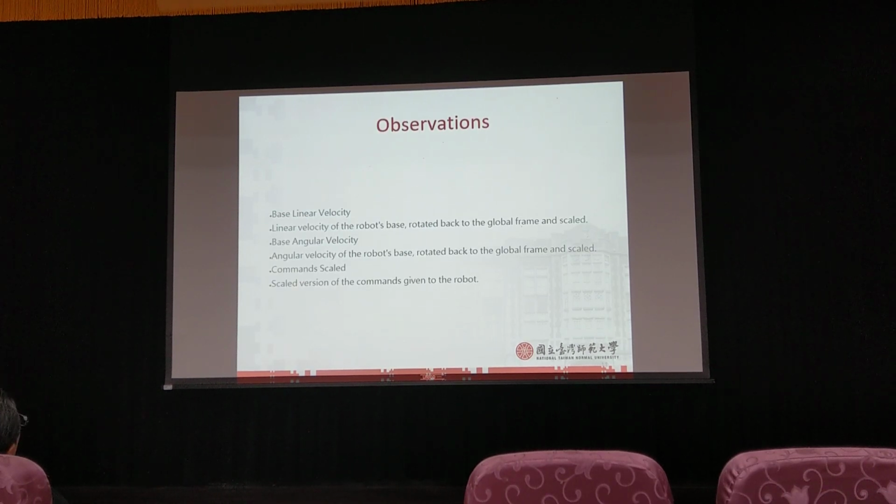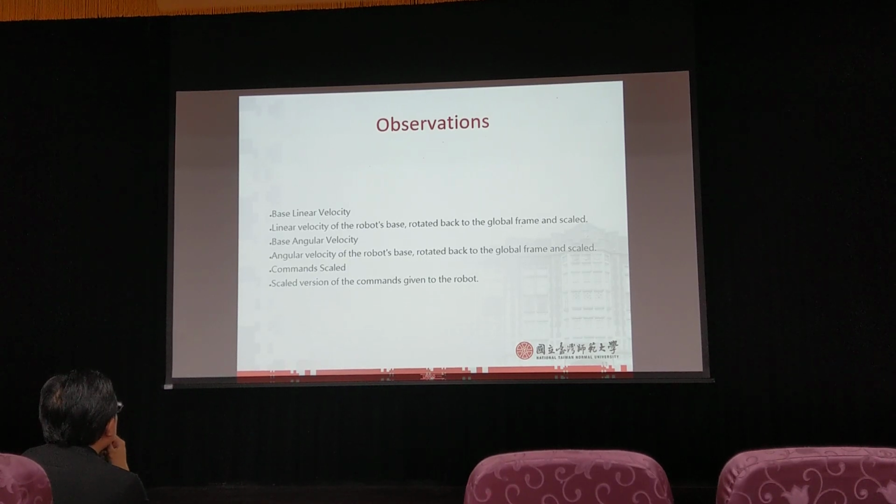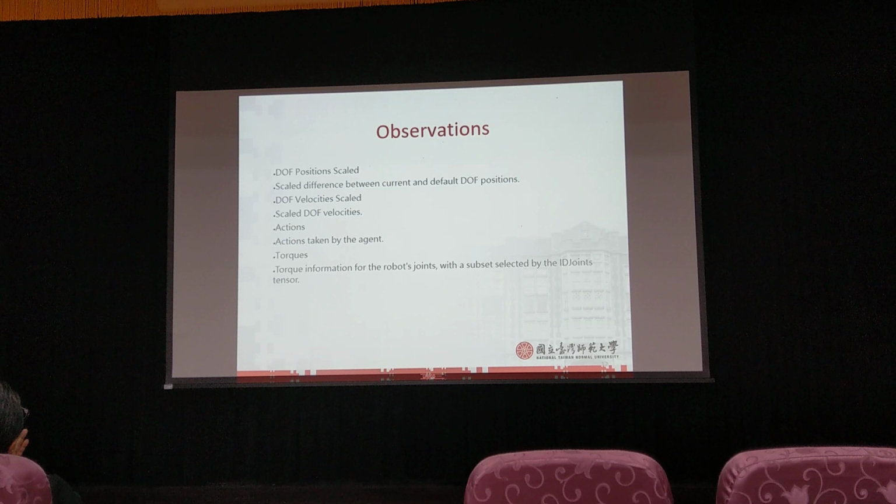And the observation part gets the observation from the base linear velocity and also the angular velocity. The command scale is the scaled version of the commands given to the robot. And also the position scale, the scaled difference between the current and the default position. And also the actions taken by the agent. And the top is the information for the robot's joints.